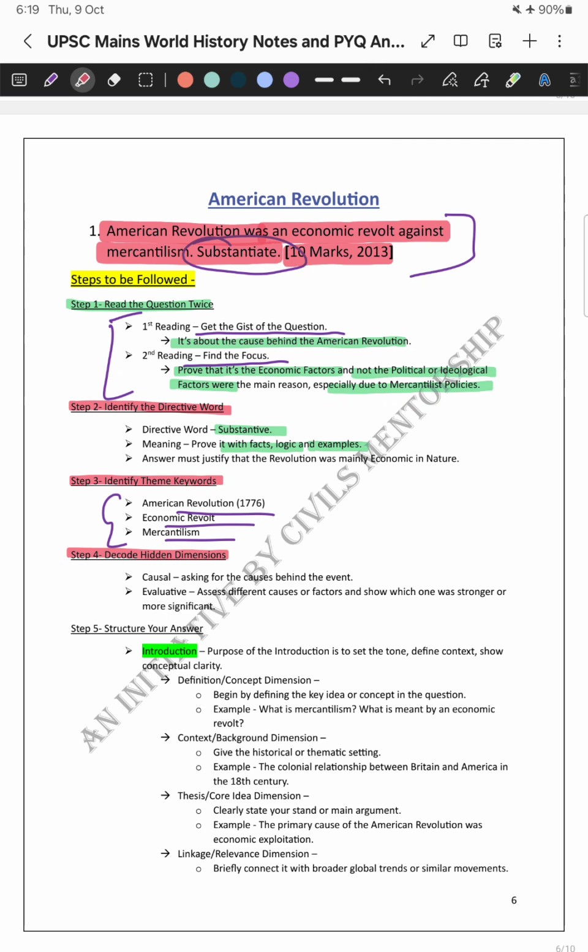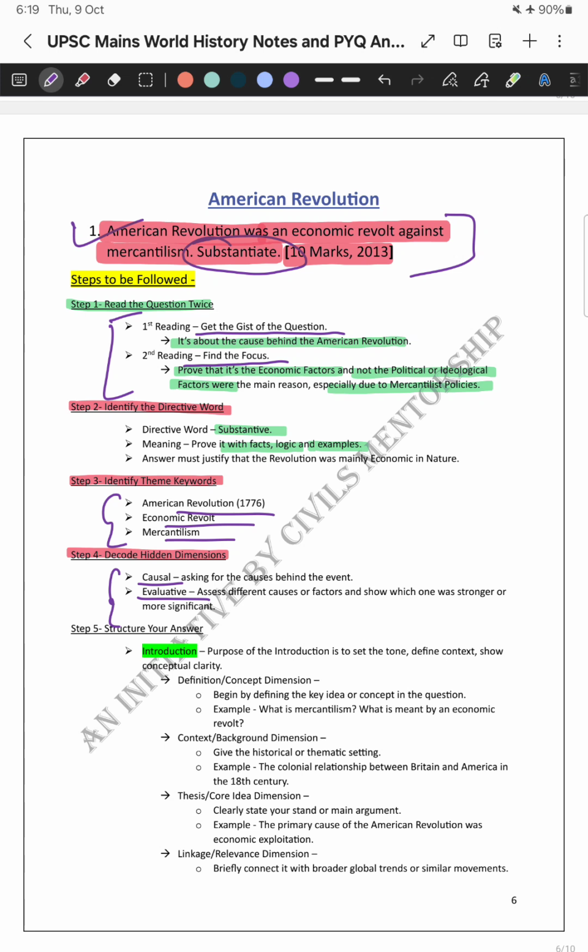So this particular question has 2 hidden dimensions. Now what are those? So note down these particular dimensions carefully. The first dimension is the causal dimension and the second one is the evaluative dimension. Now, what does the term causal dimension mean? This means in this particular question, they are asking for the causes behind the event. Now see, what was the question? The question is, American Revolution was an economic revolt against mercantilism. That means they are asking for the causes behind this revolt.